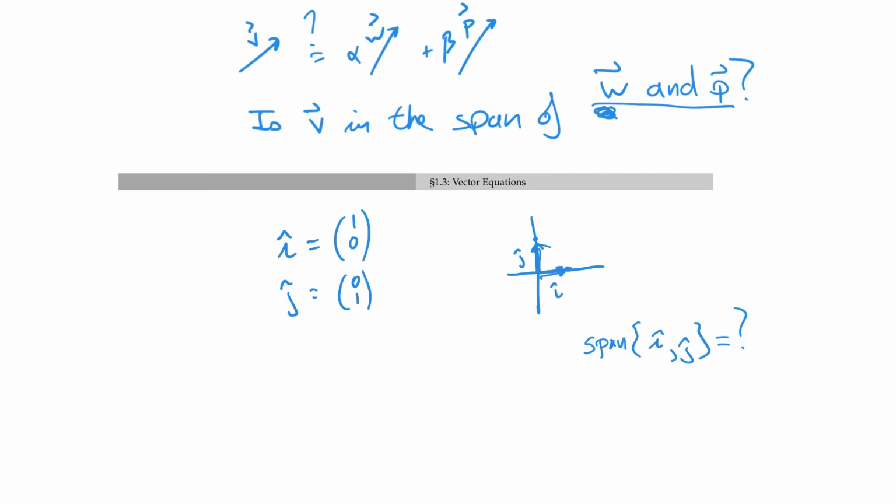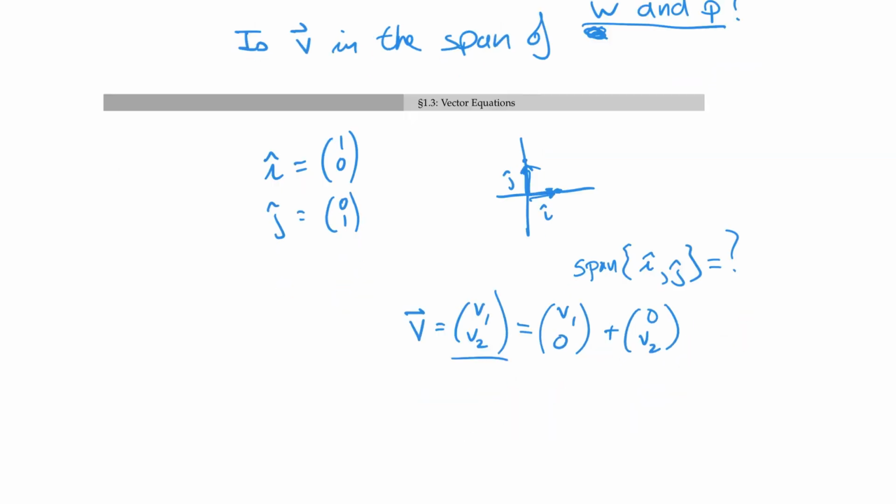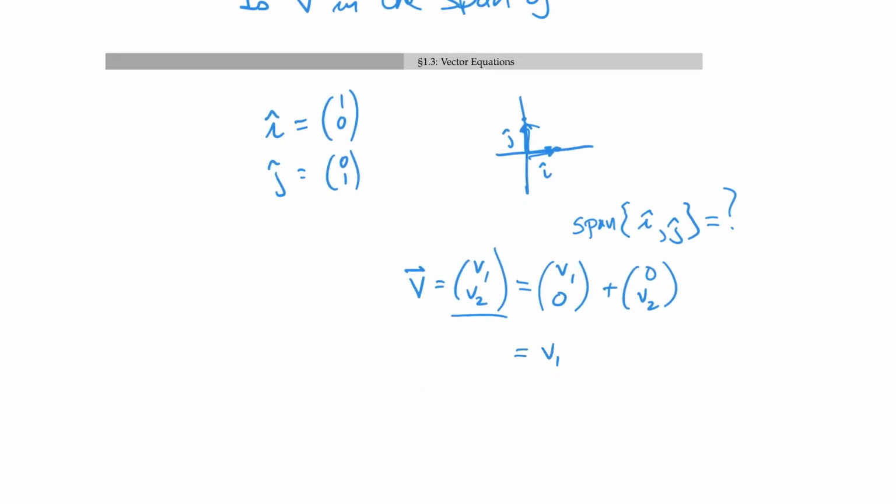what is that? What is the full collection of vectors I can reach using any possible linear combination of these two? Well, let's take an arbitrary vector in the plane, v, which is (v1, v2). I can write it as a vector equation: that's going to be v1 (1, 0) plus v2 (0, 1). But what's (1, 0)? (1, 0) is i hat, and (0, 1) is j hat.